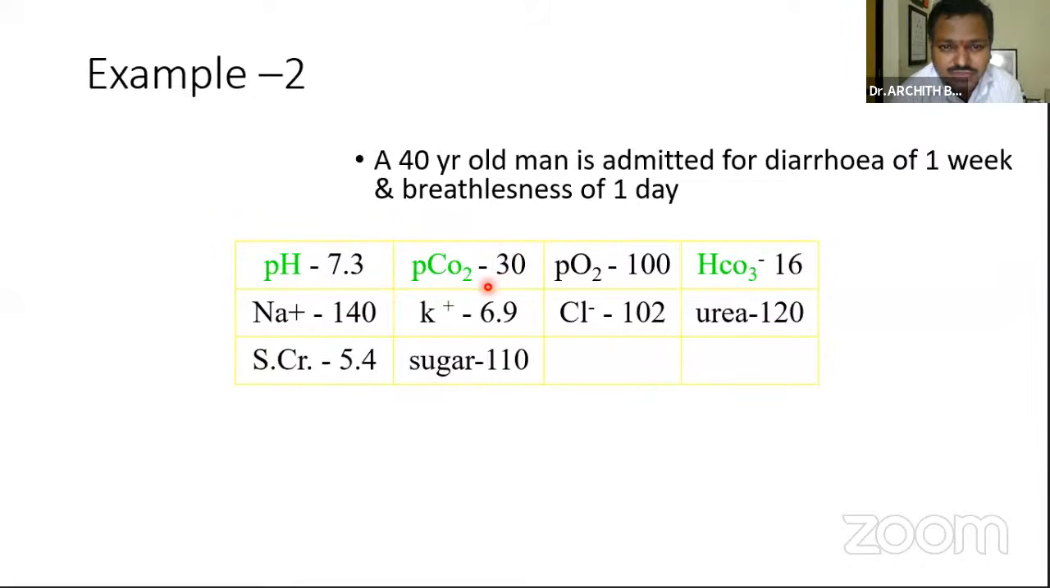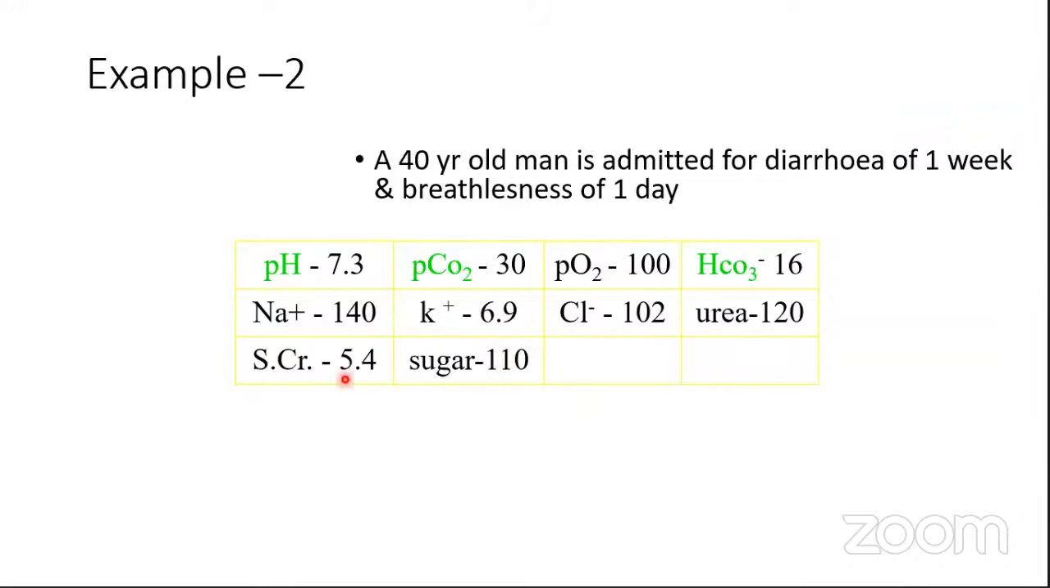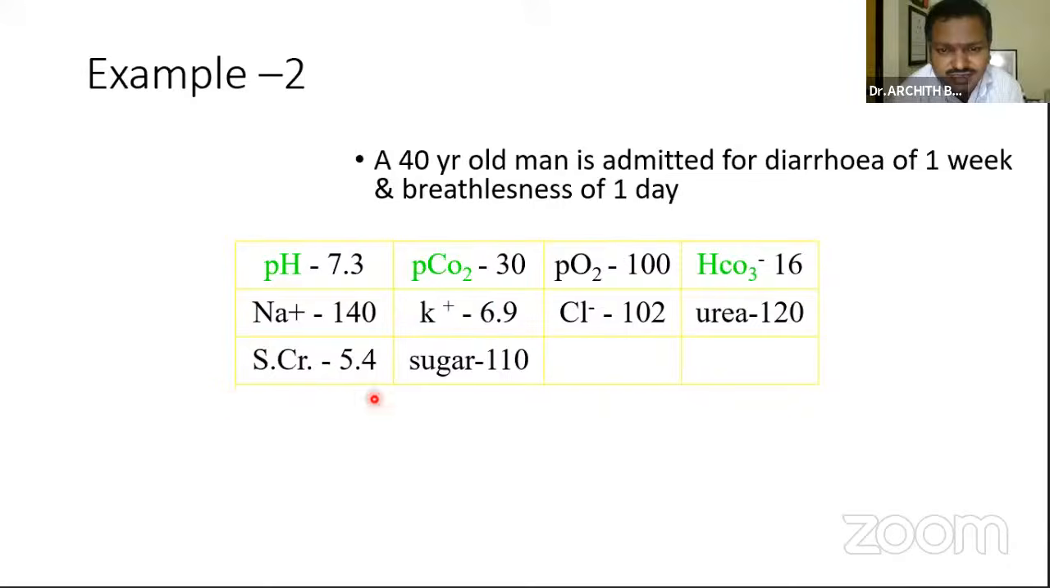Okay, so you're saying it's partial compensation. You're expecting the PCO2 here to be, as per last time's calculation, 20 up to 30. So it would have been a little more than 30. This is at 30, so it looks like it is compensated there. Okay, what else are you finding? There is hyperkalemia. Very important. Hyperkalemia and creatinine is raised. So what sort of acidosis is this?